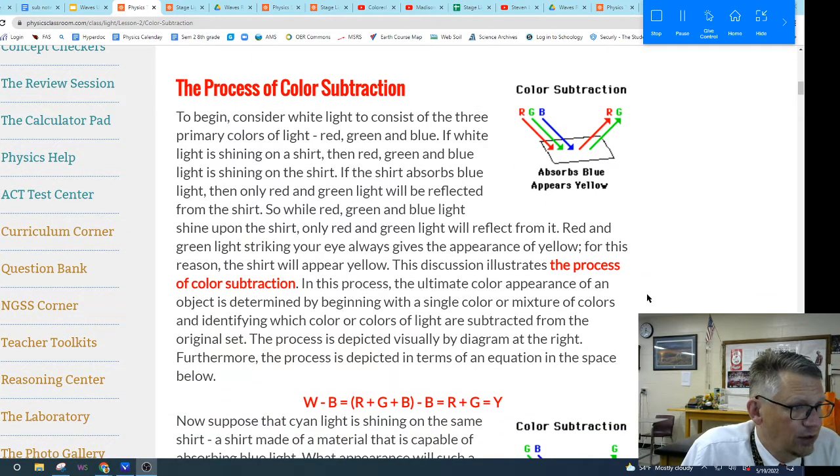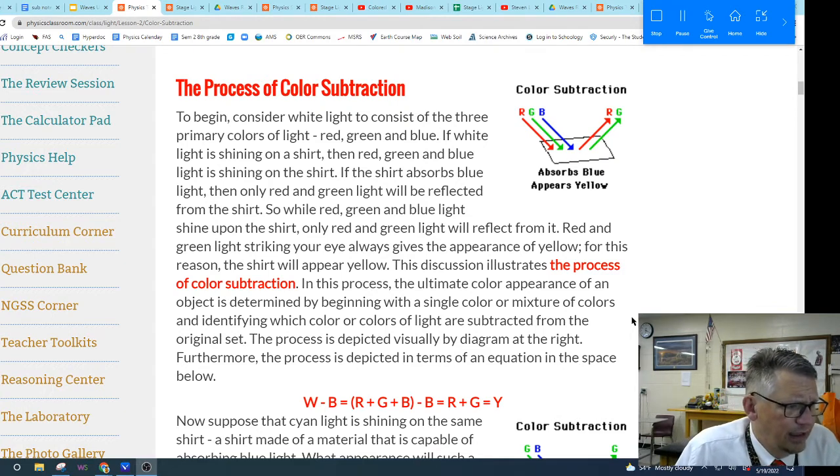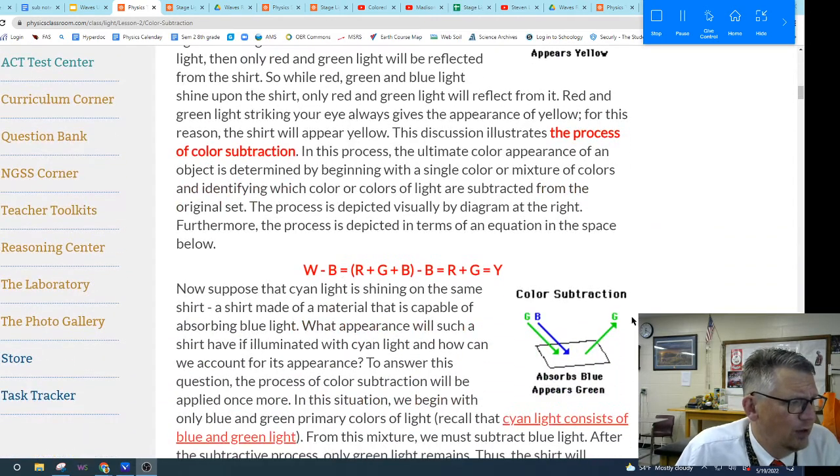In this process, the ultimate color appearance of an object is determined by beginning with a single color or mixture of colors and identifying which color or colors of light are subtracted from the original set. The process is depicted visually by a diagram at the right. Furthermore, the process is depicted in terms of an equation in the space below. White minus blue equals red plus green plus blue minus blue, which equals red plus green, and red plus green equals yellow.